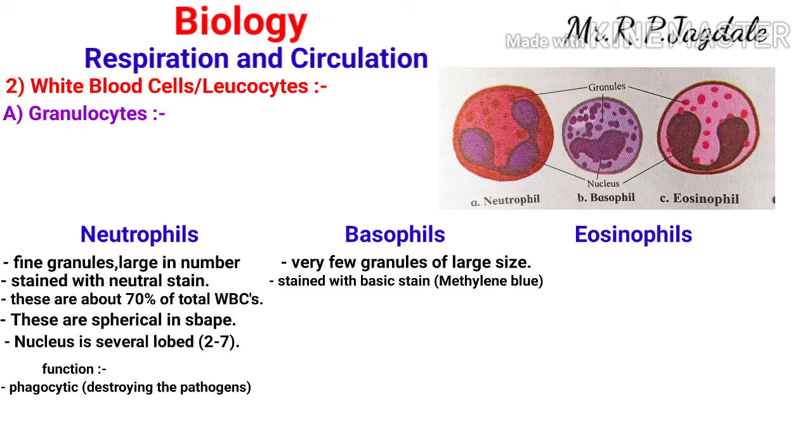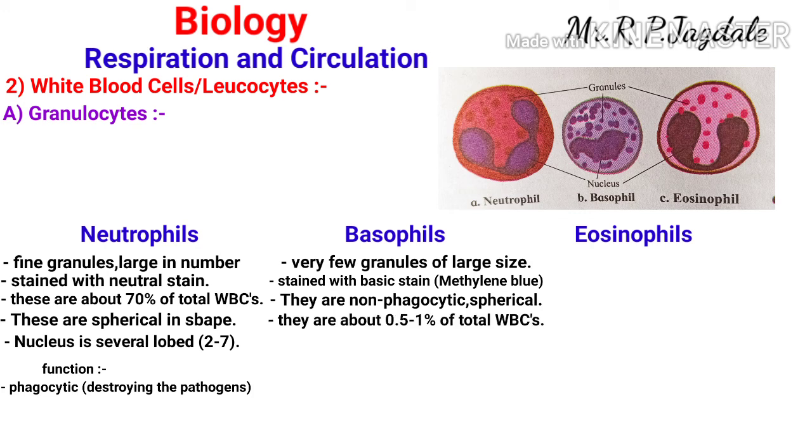They are non-phagocytic. They are smaller than the neutrophils and spherical in structure. Basophils are about 0.5 to 1% of the total WBC. Another characteristic feature is that their nucleus is twisted. It is an identifying character of the basophils: twisted nucleus, small, spherical, non-phagocytic and stained with basic stain.